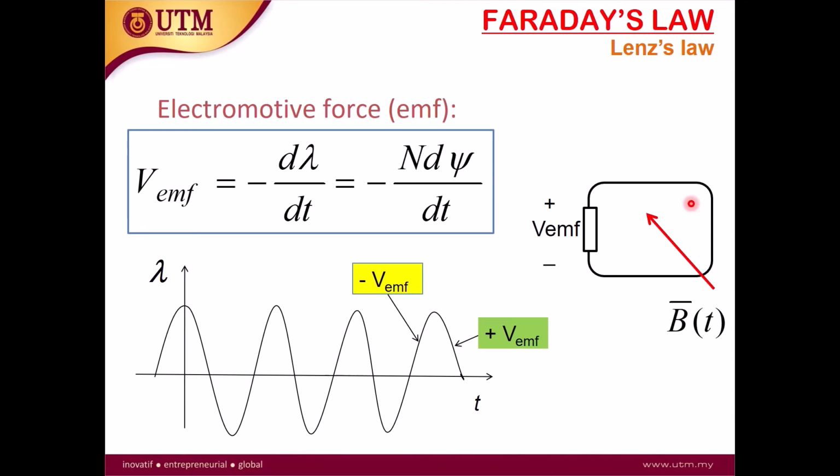Alright, we also call the VEMF the electromotive force. This is the graph for lambda, the linking flux. So when lambda is positive or increasing, the VEMF will be negative. When the flux is decreasing, the VEMF will be positive. You can see that with the increasing flux, the VEMF will try to oppose it in the opposite direction. So it will try to maintain the flux.